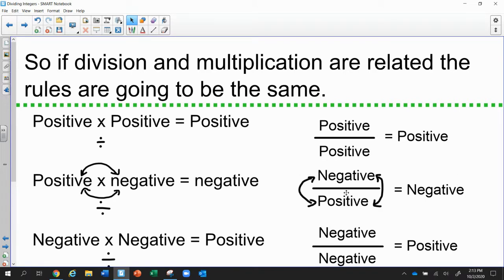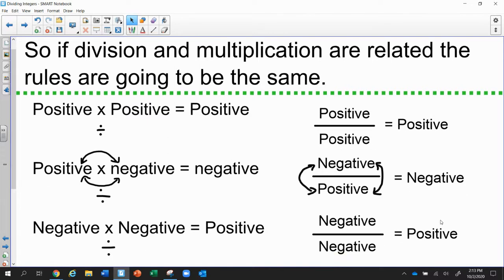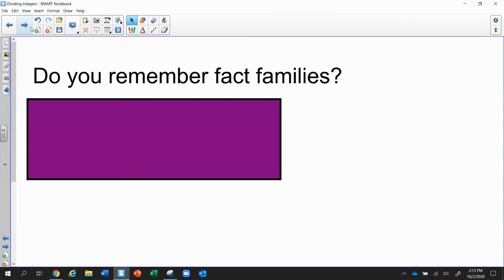A negative divided by a positive or a positive divided by a negative is negative. So remember, opposite signs make it negative. And then negative divided by a negative is positive. And so we can use fact families to kind of show why this is true.